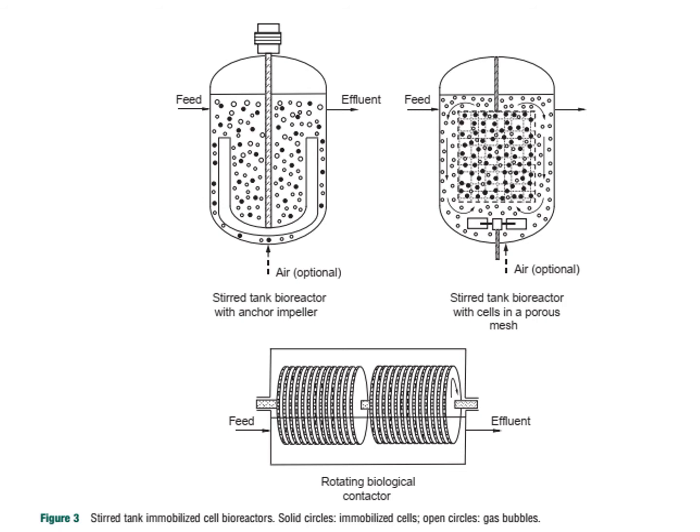The second type is the stirred tank bioreactor with the cells in a porous mesh. Porous mesh means there is a mesh, usually a Teflon mesh, because Teflon is a polymer that is not reacting with any chemical substance; it is non-reactive. That is why we use Teflon in our kitchen utensils as a non-stick coating.